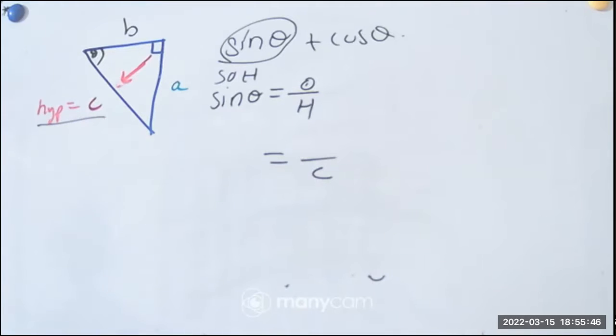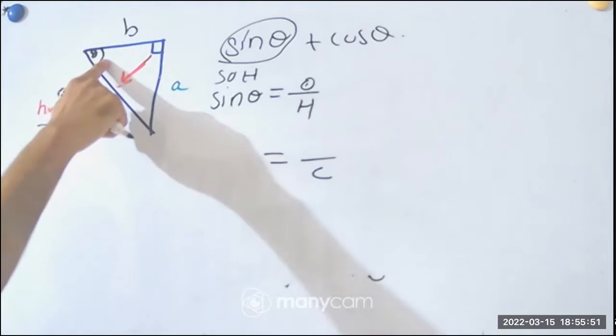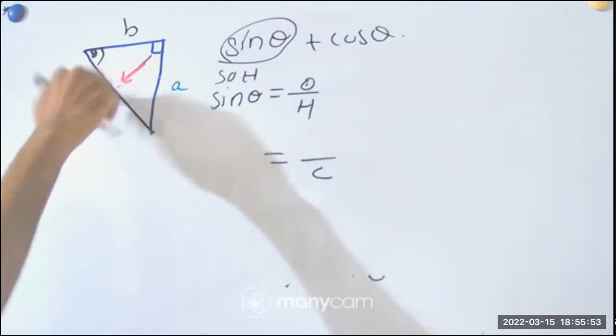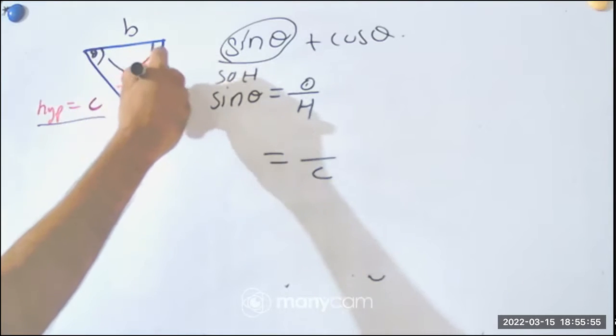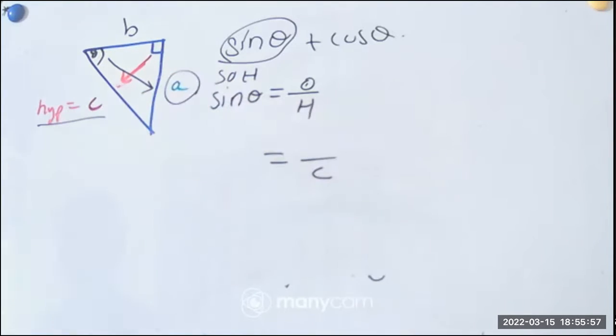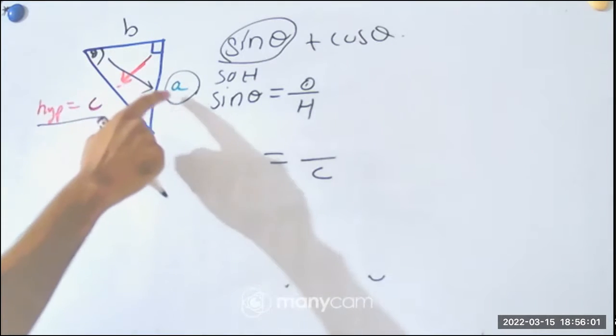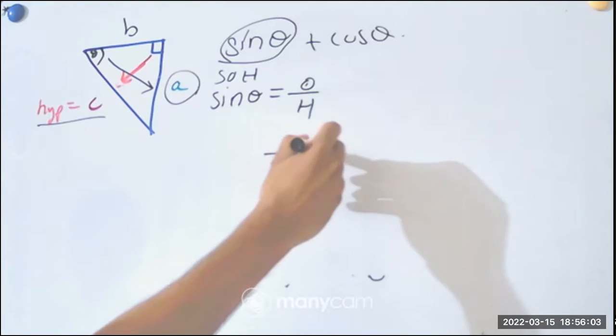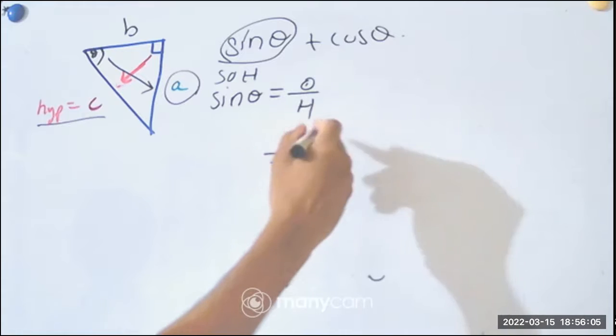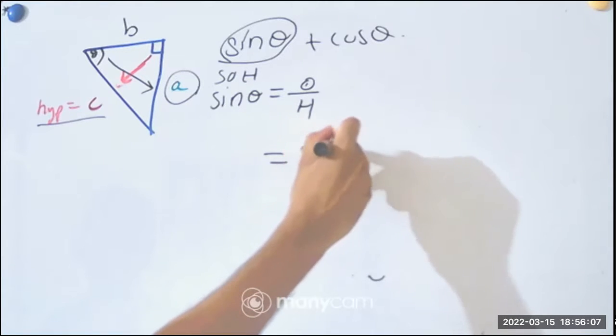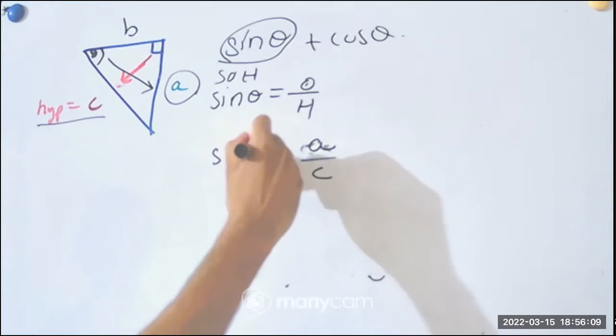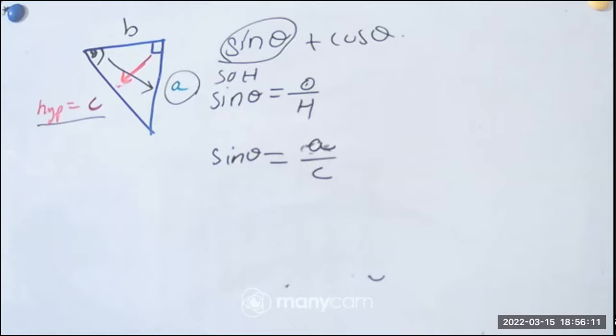Now, how do we find the opposite side? Let's consider the angle here. This is the angle. Which side would be opposite the angle? A would be opposite the angle, right? This is the angle. Opposite side would be A. Let me write it better. So we'd have sine theta equals A over C. So that would be this part.